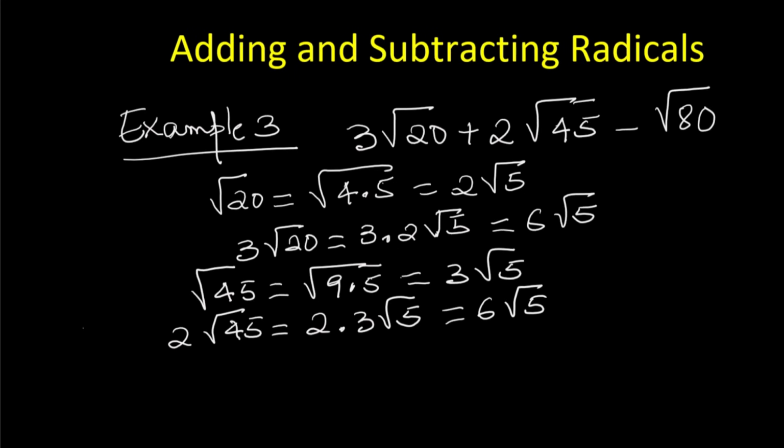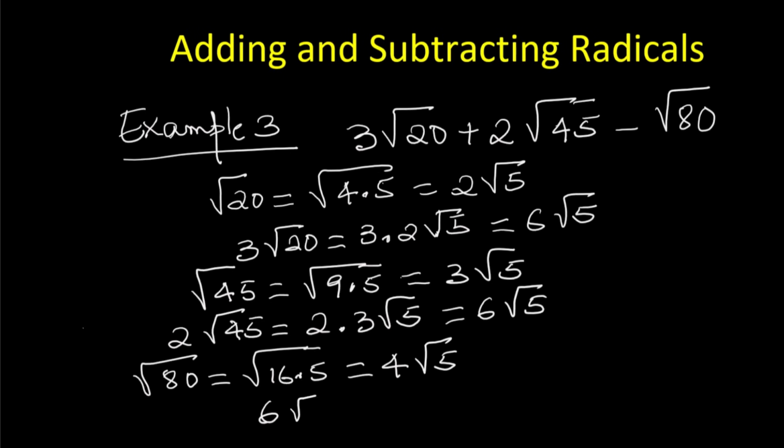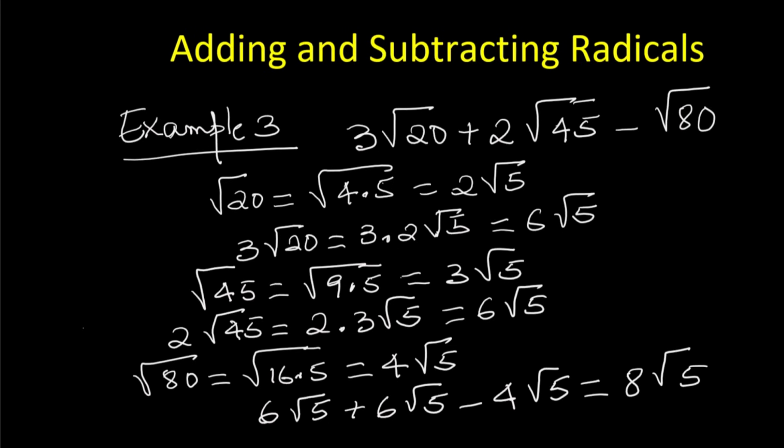The square root of 80 is the square root of 16 times 5. The square root of 16 is 4, so the square root of 80 becomes 4 times the square root of 5. Now combine like radicals. 6 times the square root of 5 plus 6 times the square root of 5 minus 4 times the square root of 5. 6 plus 6 minus 4 equals 8. So the final answer is 8 times the square root of 5.